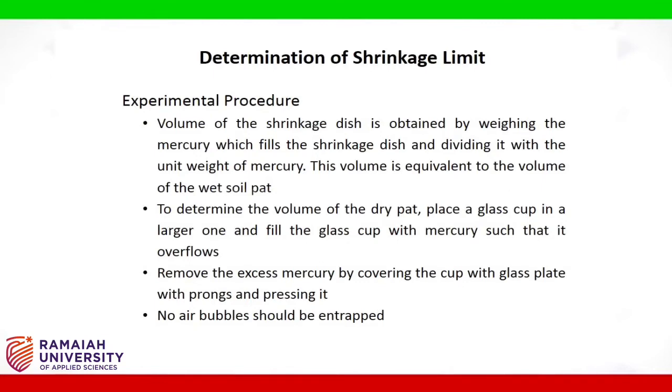This volume is equivalent to the volume of the wet soil pat. To determine the volume of the dry pat, place a glass cup in a larger one and fill the glass cup with mercury such that it overflows. Remove the excess mercury by covering the cup with glass plate with prongs and pressing it. No air bubbles should be entrapped.